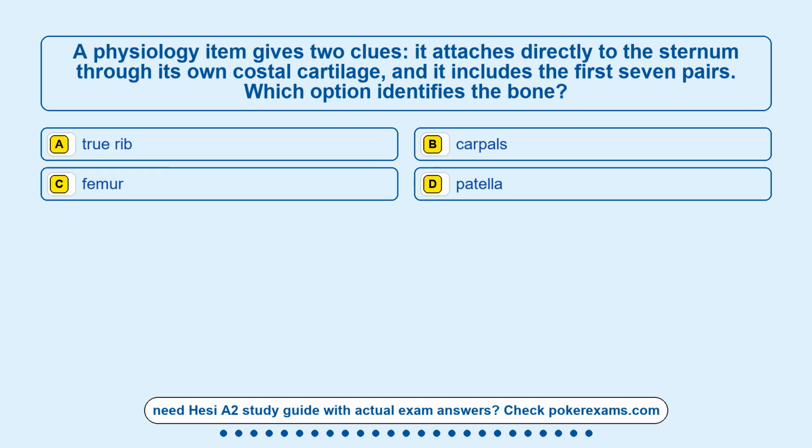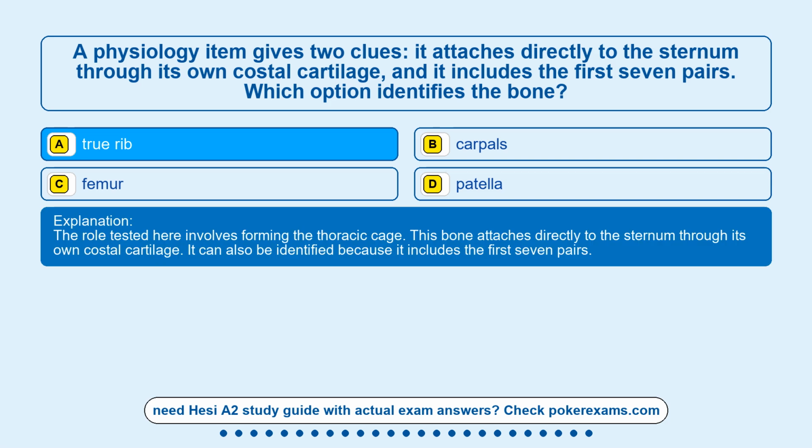Question 8. A physiology item gives two clues. It attaches directly to the sternum through its own costal cartilage, and it includes the first 7 pairs. Which option identifies the bone? Option A, true rib. Option B, carpals. Option C, femur. Option D, patella. The correct answer is option A, true rib.